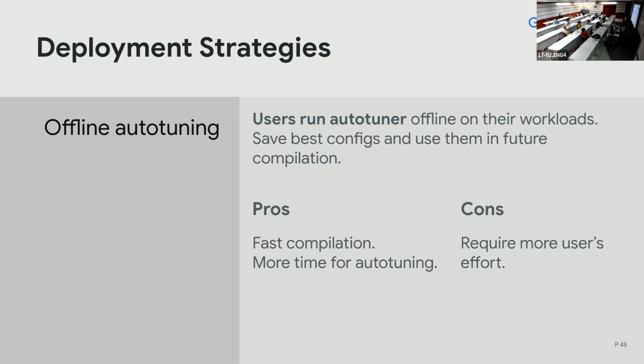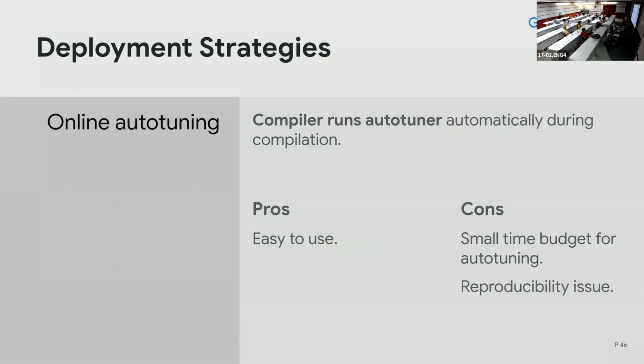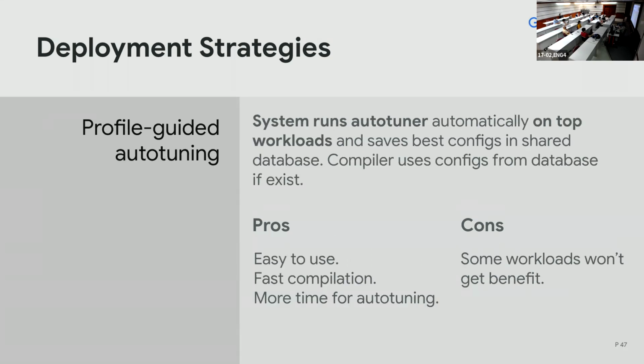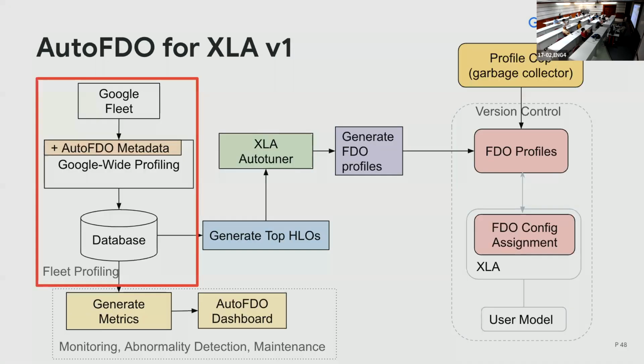Well, one strategy is to ask all the users to run the autotuner on their workloads, right? So this is what we call offline autotuning. But in our experience, the users don't really want to change the way that they develop their program. So it doesn't seem to work. The other thing is to integrate the autotuner as part of the compiler, but this will increase the compilation time significantly, right? So it doesn't work either. So we end up with a strategy that I'll skip this one and tell you what we do.